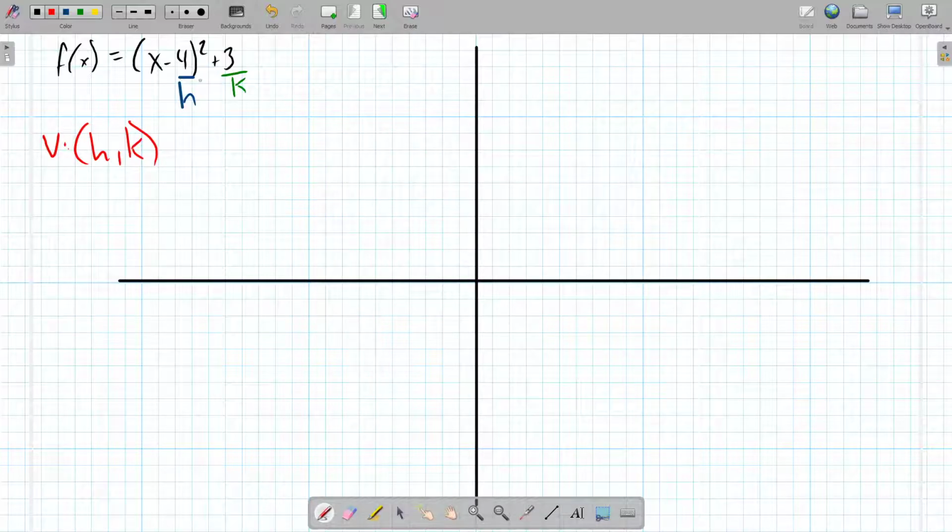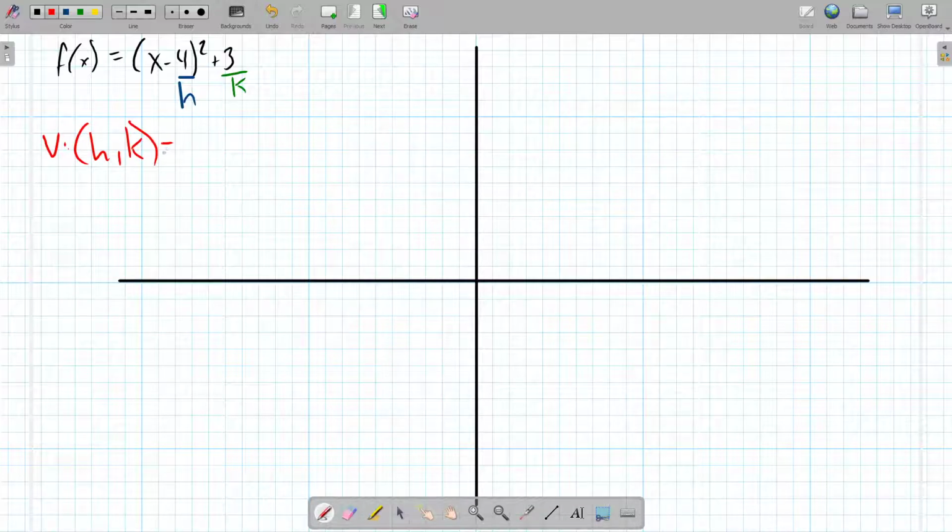So if we look at this, I have a 4 and a 3. Now you might be looking at this and thinking, well, that's a negative 4. The way I want you to think about this right now is that this H is going to be opposite. So if we see a positive 4 in here, that means that it's going to be a negative 4 here. Just like if this was a negative 4 in here, we would say that the vertex is at positive 4. And we'll get more into that later on in this video and even more in the next video.